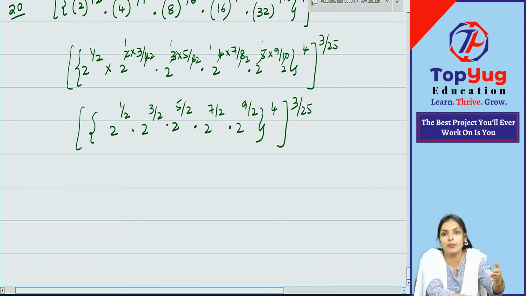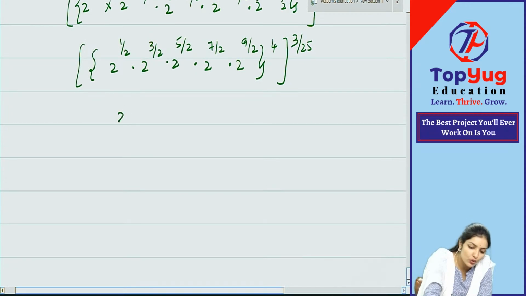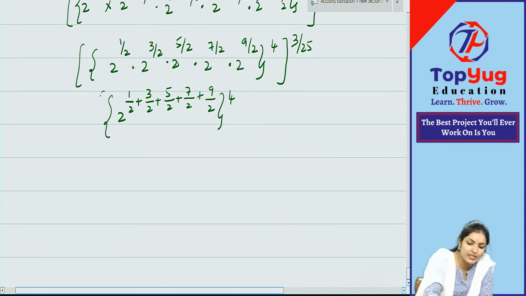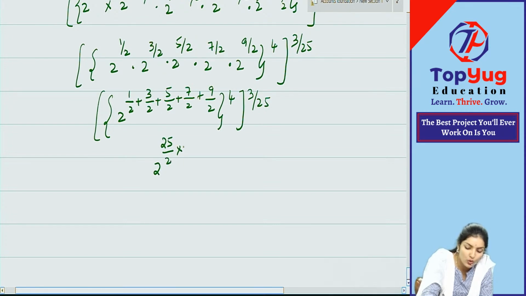Add. A to the power m into a to the power n is equal to a to the power m plus n. So 2 to the power 1 by 2 plus 3 by 2 plus 5 by 2 plus 7 by 2 plus 9 by 2. What is the LCM? The denominator is 2, I need not worry. This is very easy. 3 by 25. So 1 plus 3, 4, 4 plus 5, 9, 9 plus 7, 16, 16 plus 9, 25. Right? So 2 to the power 25 by 2 into 4.